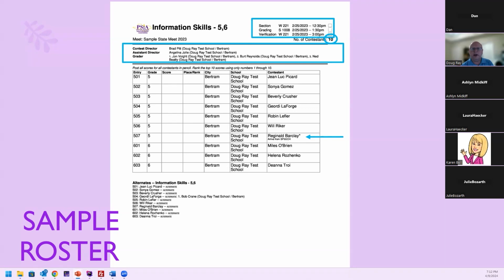There is a point where you have to go, right? Because you've got to get the 30-minute contest done, and you have to collect all the tests, and you've got to give those contestants about 5 to 10 minutes to get to their next contest.